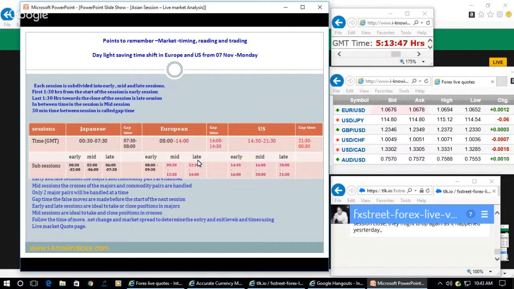Then these are all the market timings. The 24 hour market is divided into Japanese, European, and the US sessions, and each session is further subdivided into early, mid, and late sessions. In between the sessions, you come across the gap times. During the gap time, they make the false move or quick moves in order to confuse the traders. And the opposite move will be seen during the early part of the next session. So by reading it, we'll be able to find what sort of move they are going to make during the early session. And then accordingly, you can take a position and close during the late session.